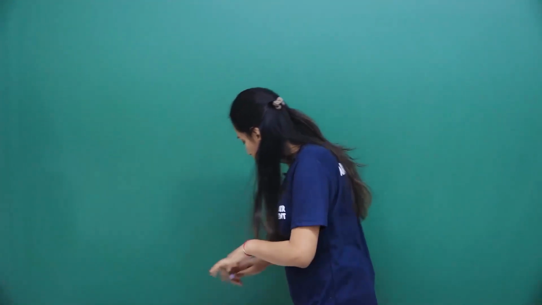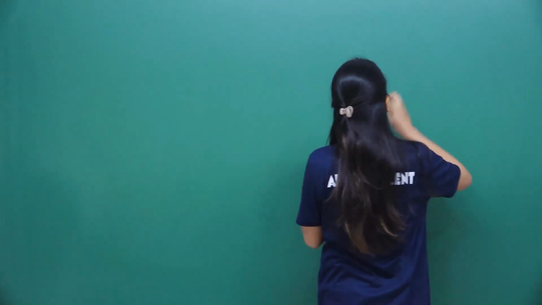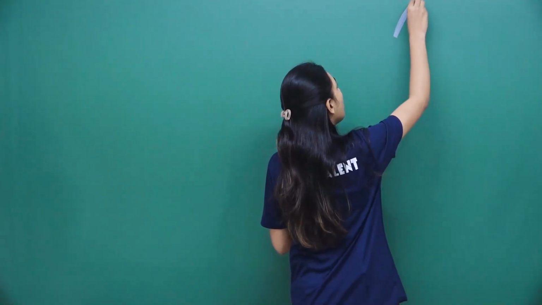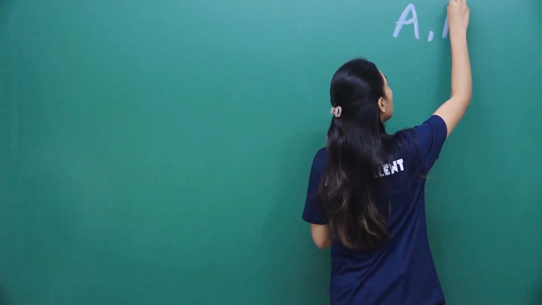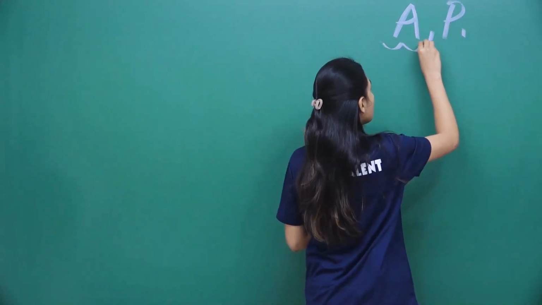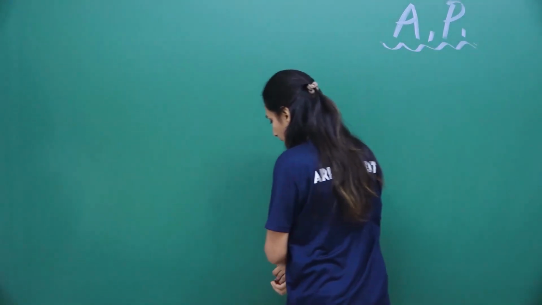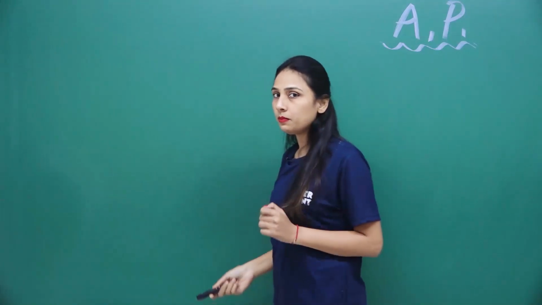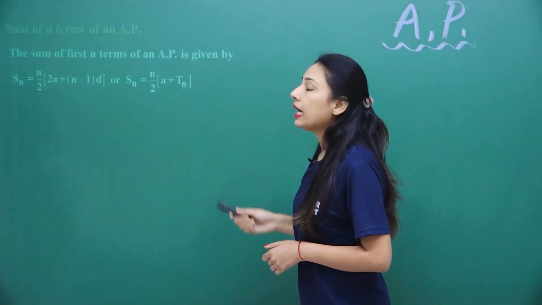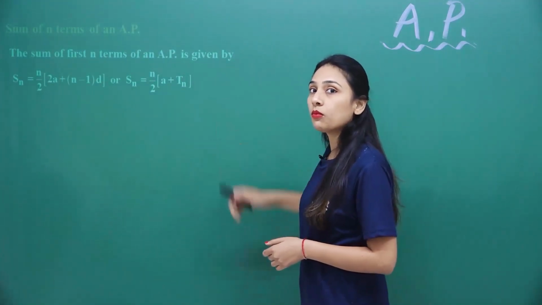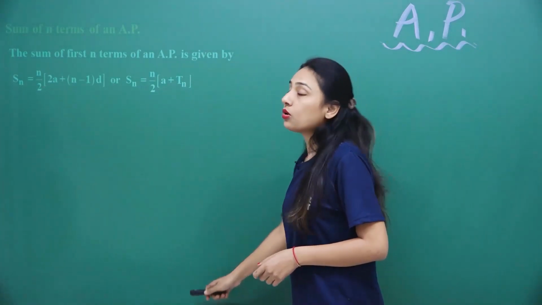We are studying this chapter, Arithmetic Progression, AP. Okay, so we'll just start this chapter by writing the name here, AP, Arithmetic Progression. This is our chapter and we have gone through little basics of our chapter and we were on this topic, sum of n terms of an AP.